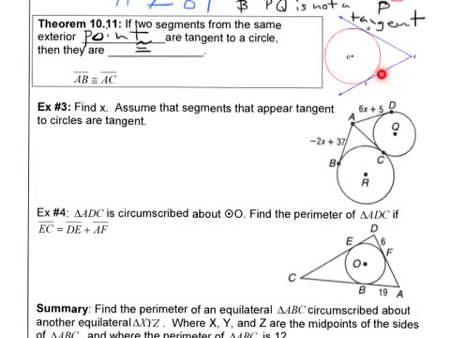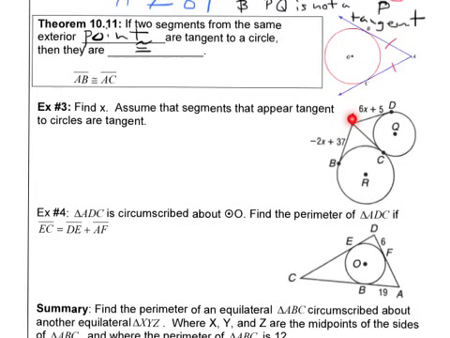But if two lines intersect at the same point outside of the circle, and they're tangent to the same circle, then that means that these two segments are congruent. We could say that AB is congruent to AC. Well, now let's use that.